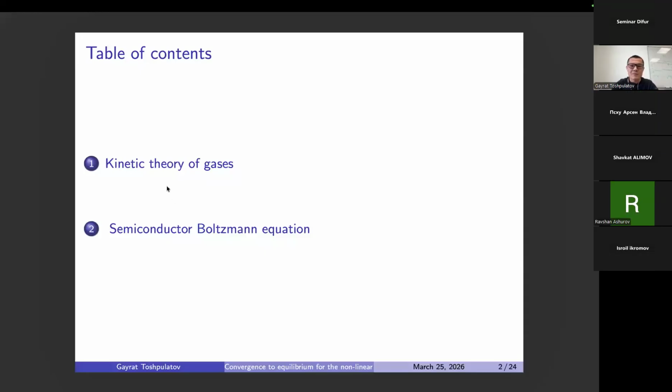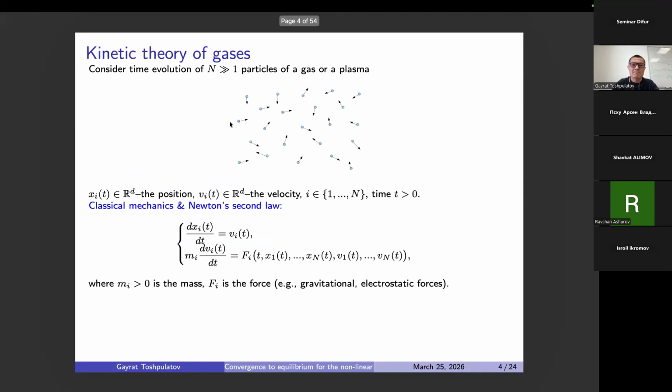So let me start from this first part, kinetic theory of gases. Let us consider particles of gas as in this picture. This can be gas or any particles of the plasma. Let's assume this gas has n particles, and this n is very big. And so we want to study the time evolution of these particles. So we want to study the evolution of the gas as time goes to infinity.